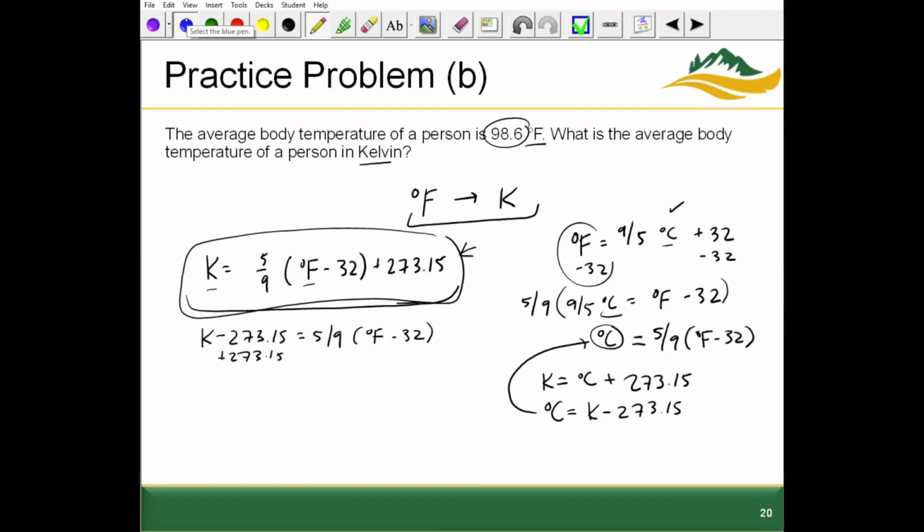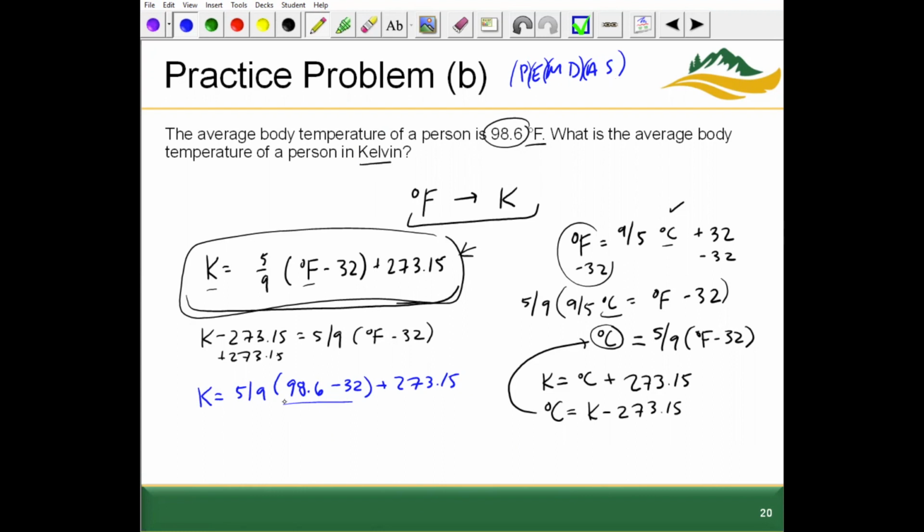Now we're ready to solve this problem. So Kelvin equals 5/9 times 98.6 degrees Fahrenheit minus 32 plus 273.15. We are going to practice the correct order of operations here. If you remember PEMDAS, we will do whatever is in parentheses first, then any exponents, if there are, then multiplication/division, whichever one shows up first in order from left to right, and then your addition and subtraction.